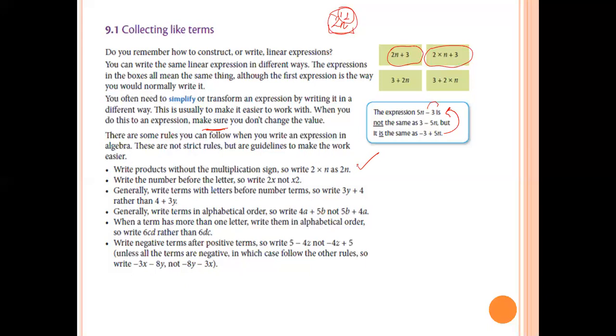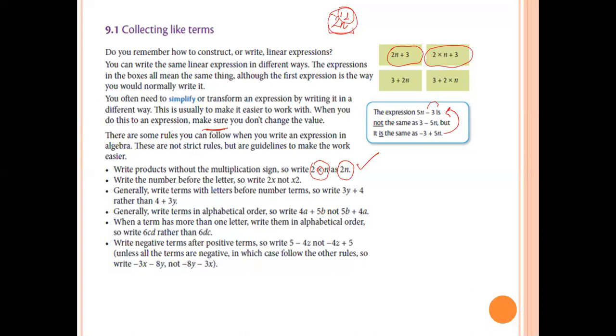Write products without the multiplication sign. So write 2 times n as 2n, because between 2 and n we have a secret multiplication, or times. 2 times n is equal to 2n. And in expressions, please don't write the multiplication sign like x. It is the sign of multiplication, times.